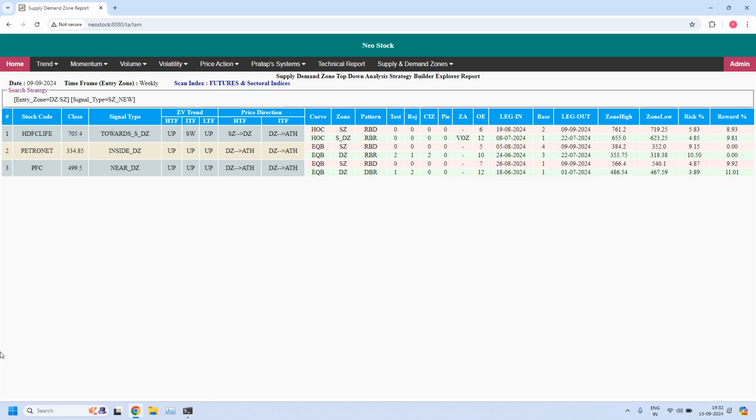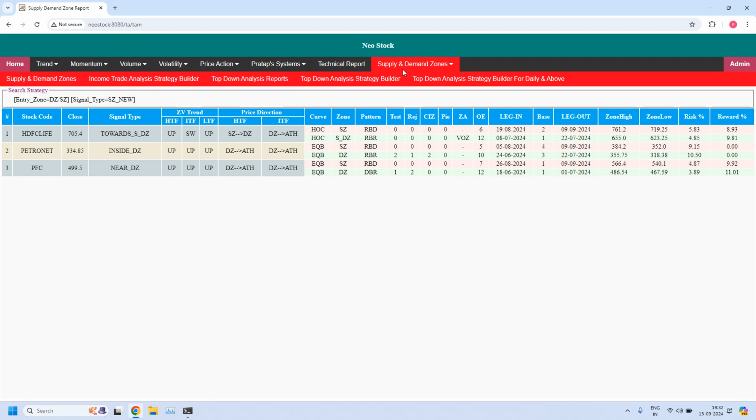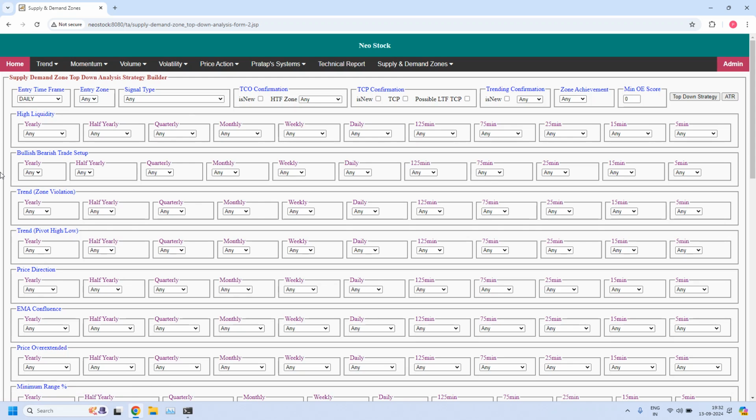Okay, next we will identify the stocks based on EMA confluence, weekly zones having weekly EMA confluence. So I am selecting the entry time frame as weekly. In the EMA confluence, the weekly time frame, the weekly demand zone with weekly EMA confluence I am selecting.